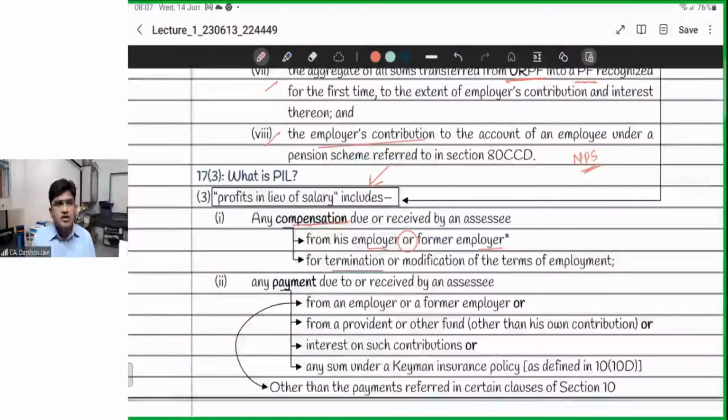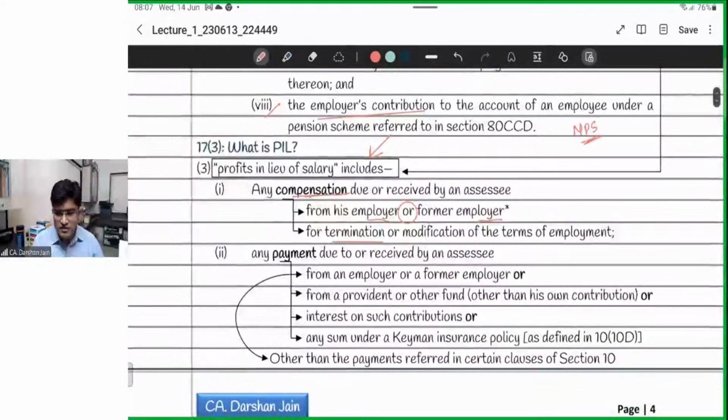See, compensation post termination. Once you terminate, there is no employer and employee relationship. Any compensation received thereafter ideally should not be salary. But that compensation has accrued to you only because you were employed with the employer. And therefore, this compensation is specifically covered under section 17(3), and it is included as profit in lieu of salary. Although, as far as termination of an employee is concerned, we have a provision under section 10(10)(b), which deals with retrenchment compensation.